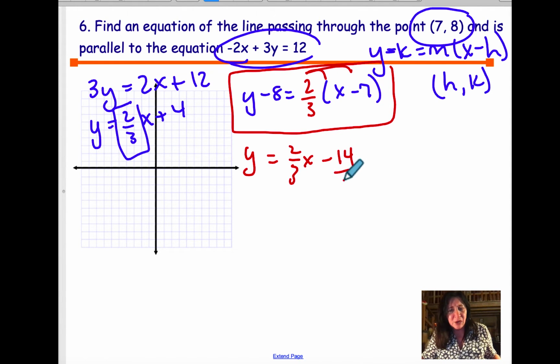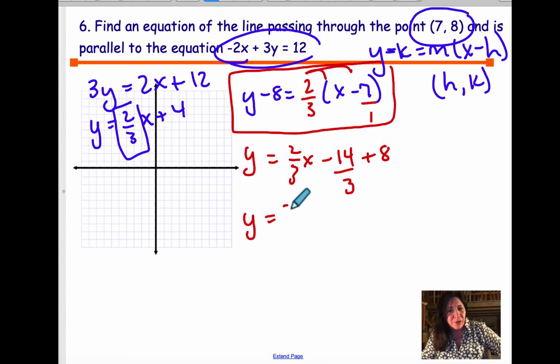minus 14 over 3. And remember, a lot of kids get confused on this because when you're multiplying fractions, the numerators get multiplied with the numerators and the denominators get multiplied with the denominators. That's what you need to remember. So that 2 gets multiplied by the -7, the 3 gets multiplied by the 1. And then don't forget this -8. We're going to add 8 here.